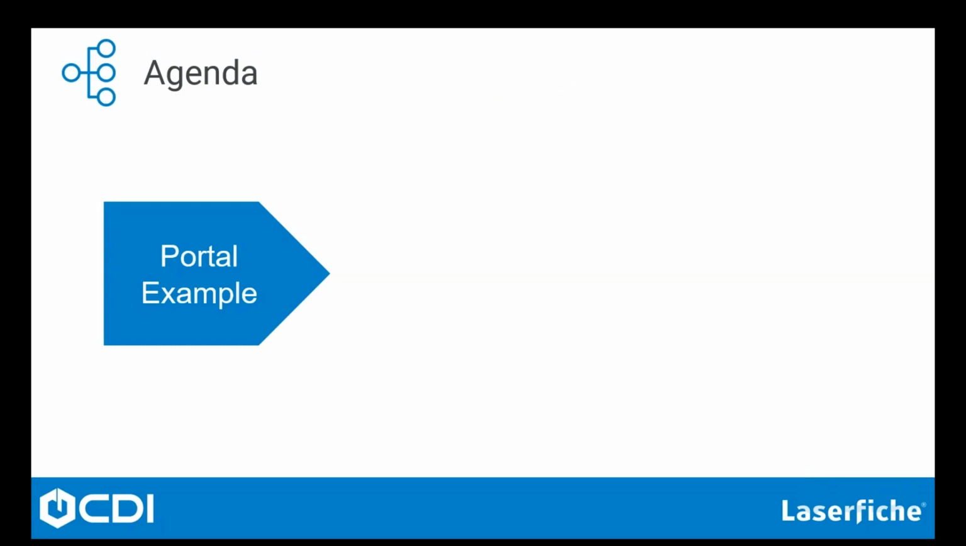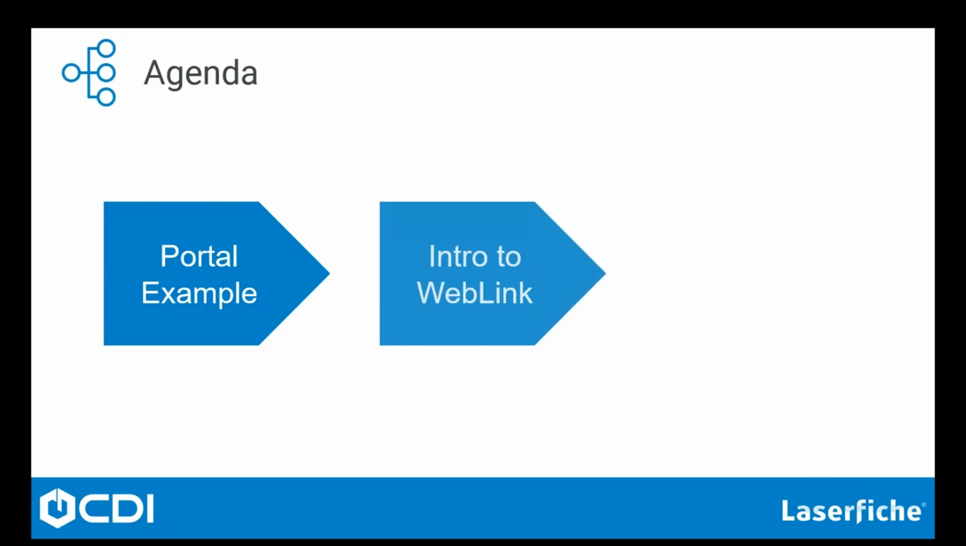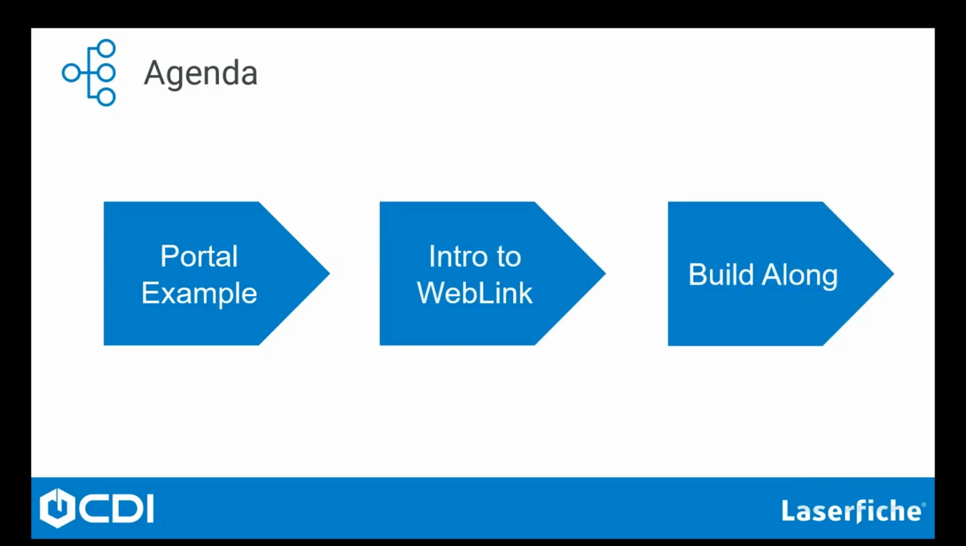To help you follow along, we're going to begin by looking at a couple of already deployed portal examples of people who are actually using Laserfiche Weblink and have portals live. We'll then do an introduction to Weblink, and then we'll go through the build along. The build along is going to include some of the steps on how to actually configure the portal itself. We'll also talk a little bit about security, where it's going to be installed, and all the different steps that you'll need in order to get this thing up and running and live and working correctly.